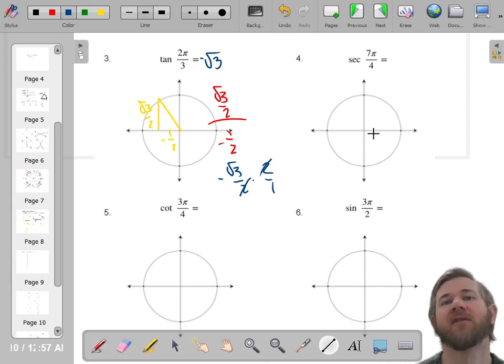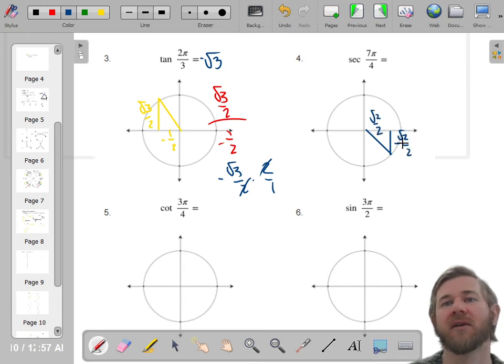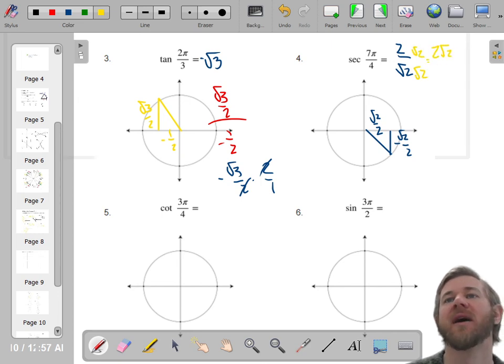Secant of 7 pi over 4. So let's see, this is 8 pi over 4. One less than that is 7 pi over 4. Now if we're talking about pi over 4s, that's a 45-degree reference angle, so they're both radical 2 over 2. And secant is the reciprocal of cosine, so 2 over radical 2, which you have to rationalize. So give them a buddy, and you get 2 radical 2 over 2, which those can cancel, and you just get radical 2. So the secant of 7 pi over 4 is positive radical 2.